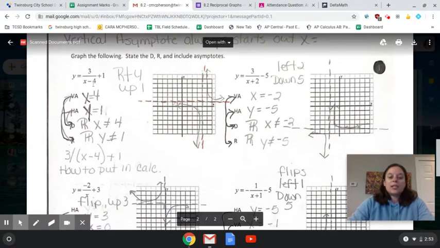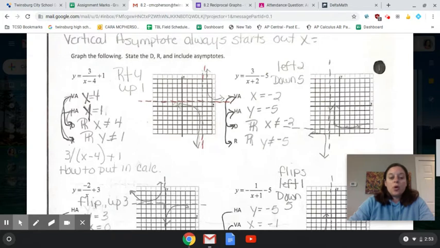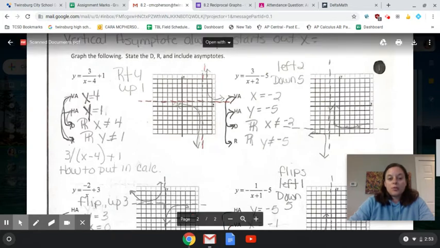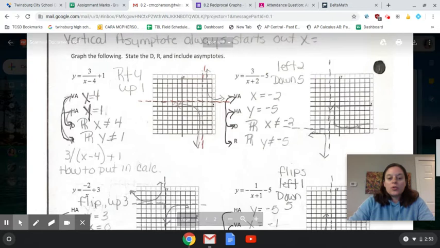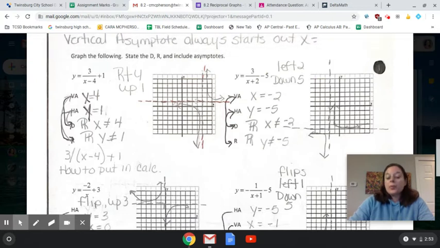When you see something like this, the first thing you're going to write down or look at is the transformation. So this is going 4 to the right and 1 up. So what you do with this is you go over 4 to the right, and that's actually where your vertical asymptote is going to go. So that tells you where to draw that. We usually draw it as a dotted line. And then the up 1 is going to show you where we draw the horizontal asymptote. Then you can put your branches in.